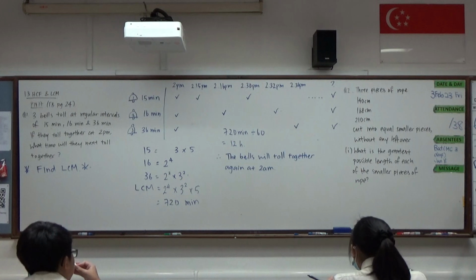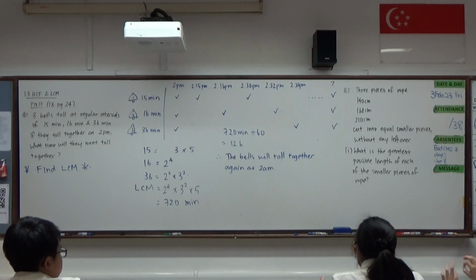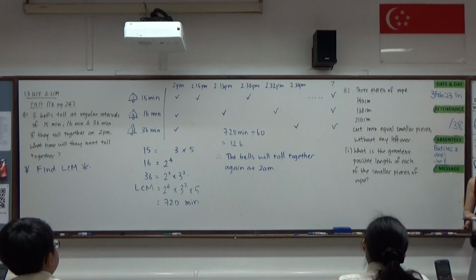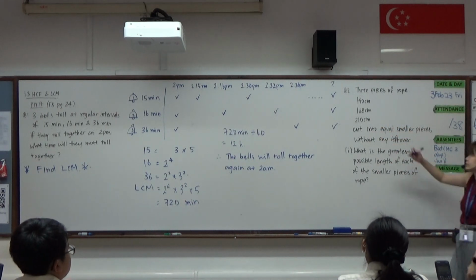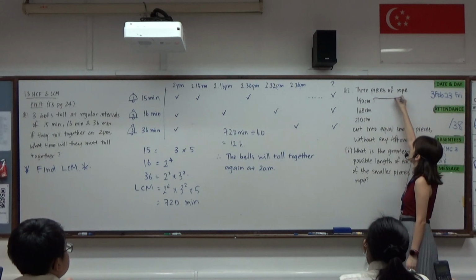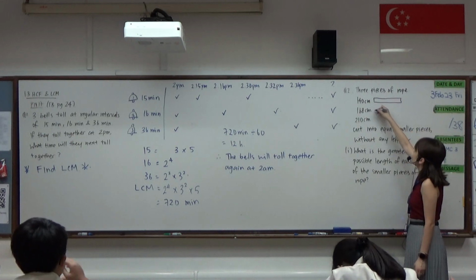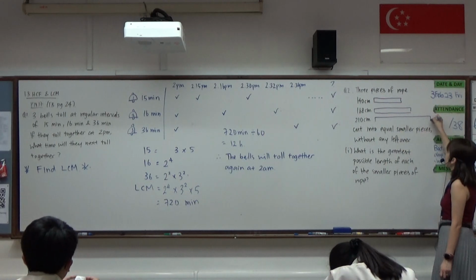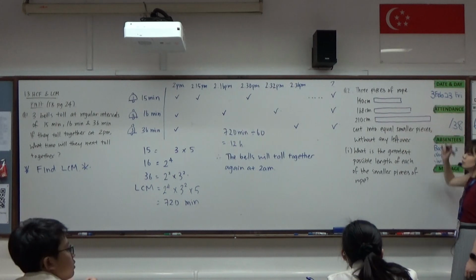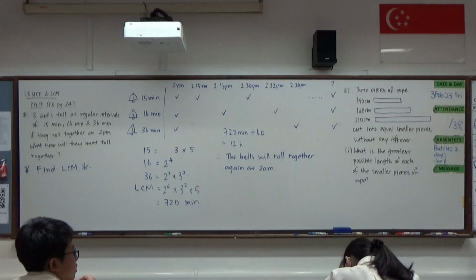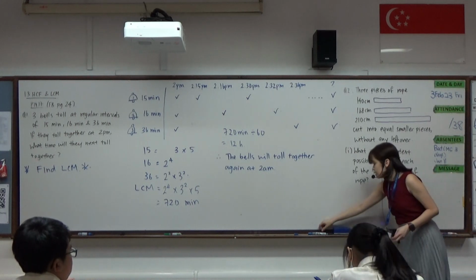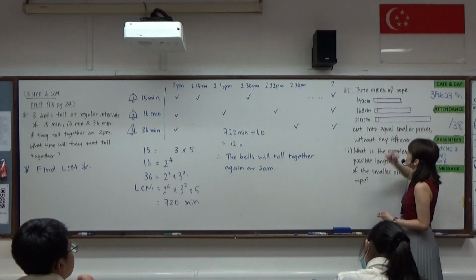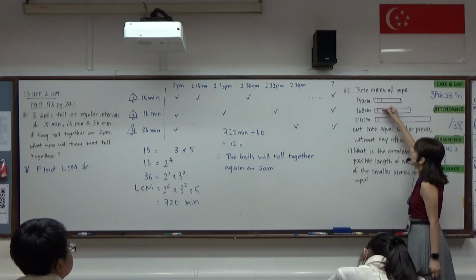We're done with this chapter. So, question 2, 3 pieces of rope, 140, 160, and 210 cm. Different lengths. If I want to draw it out, I'll just use a rectangle to represent it. We want to cut it into equal smaller pieces. So, use scissors, we cut, maybe like that. So every part is going to be equal.